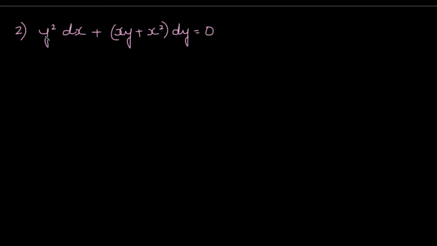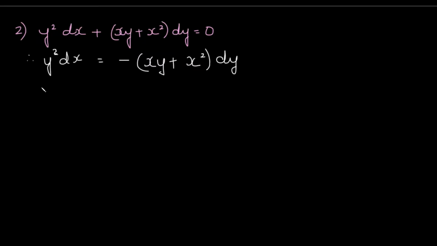Now the second question, y square dx plus xy plus x square dy is equal to 0, is given to us. Now see carefully as to how the sum is done. The first step, we separate out the dx containing term from the dy containing term. So we get y square dx is equal to minus xy plus x square dy. So both the dx and dy terms are separated.